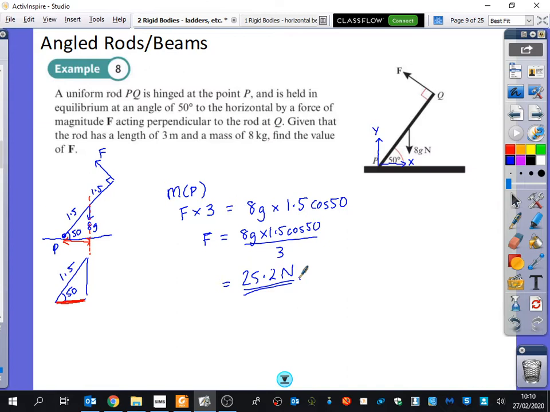So it's really funny because these questions are, for our mind, quite tricky. But look at that line of working. F times 3 equals 8g times 1.5 cos 50. You should spend your time making this line here absolutely perfect. If you spend 4 minutes doing this and you think, oh my gosh, I'm spending too long on it, that is the most important part of the entire question, to get that right. If you get that wrong, everything else is going to be wrong.